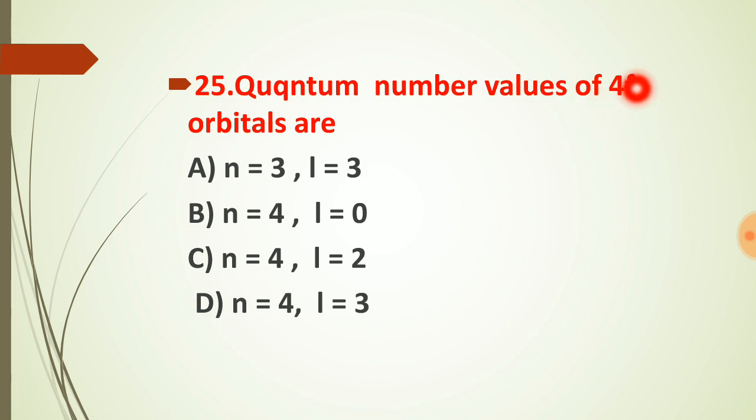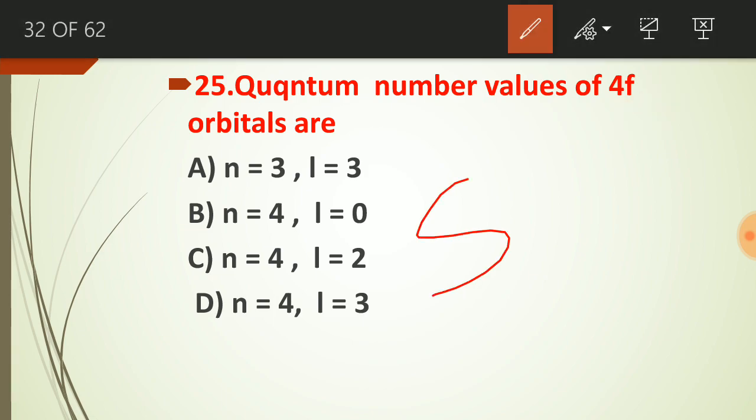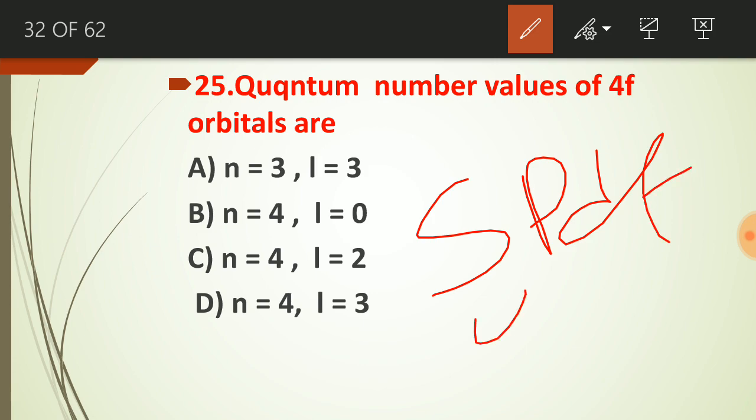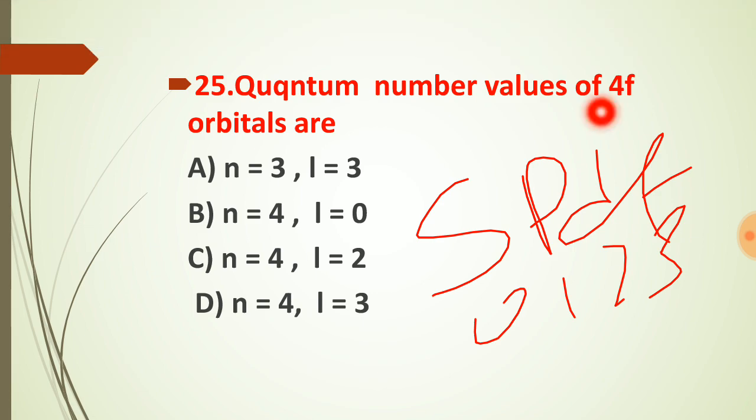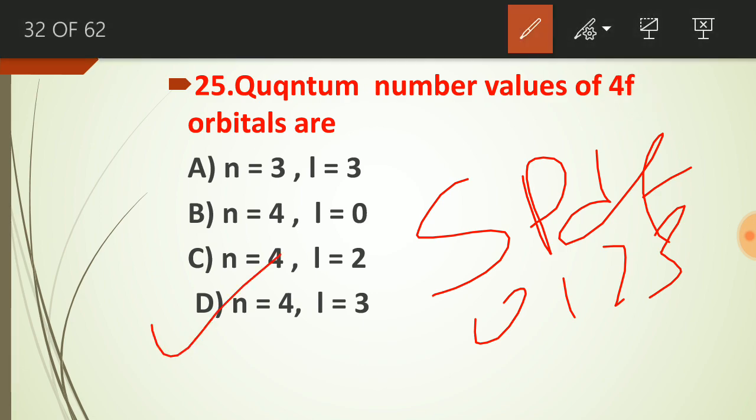Question number 25, 4f. This 4 means n is equal to 4, and f means, if you write spdf again, 0, 1, 2, 3, so L is equal to 3. L is equal to 3 is in option choice A and D, but your n is 4, so n is 4 is in option choice D. So option choice D is the correct answer for question number 25. 4f means n is equal to 4, and f means L is equal to 3.